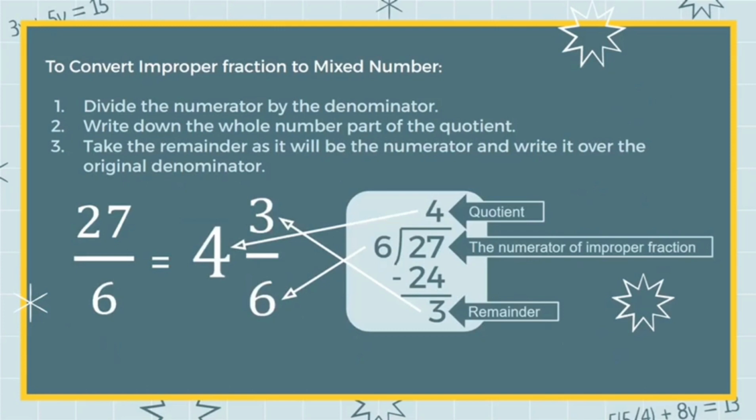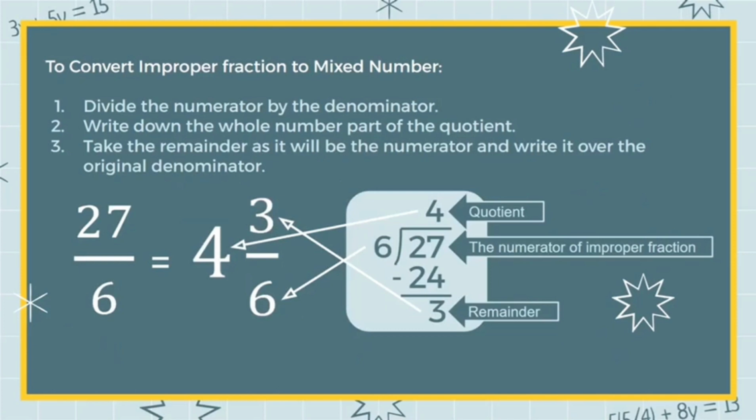Next, to convert an improper fraction to a mixed number, there are three steps. First, divide the numerator by the denominator. In this question, the numerator is 27 and the denominator is 6. When 27 is divided by 6, we will get 4 remainder 3. The second step, write down the whole number part of the quotient. The quotient is 4, so the whole number will be 4.